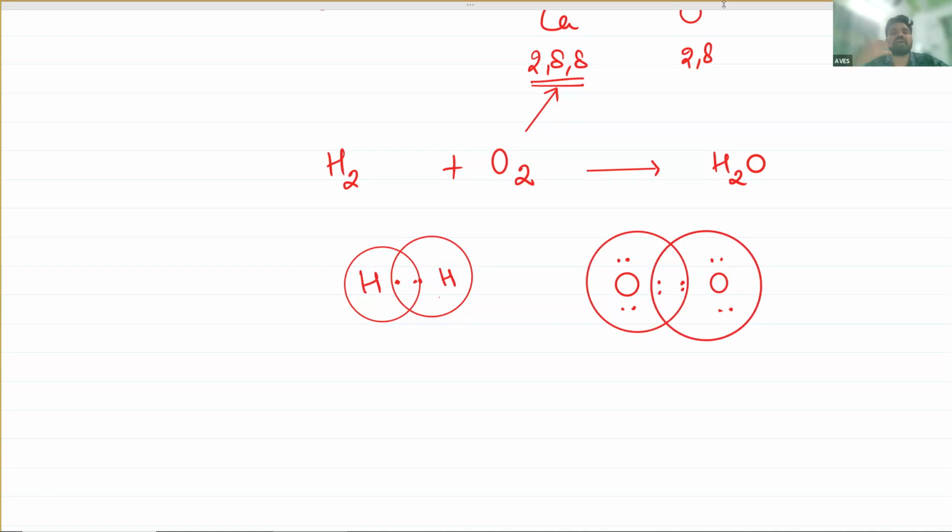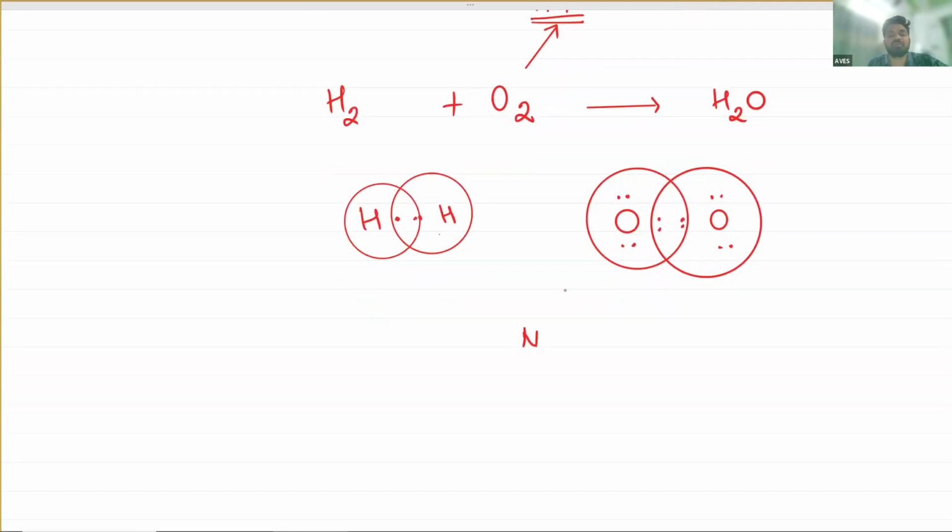Why do we write O2? Why do we write H2? Why do we write N2, nitrogen, not N only? Just because they are sharing. Nitrogen has 5 electrons in its outermost shell. If it is 5, how many does nitrogen need to complete its octet? 3. So they will share 3 electrons and bond together this way. So they both will have 8 electrons.